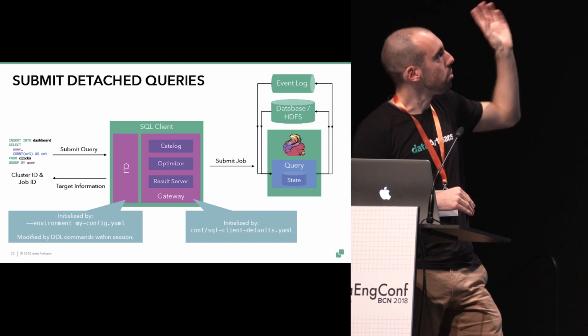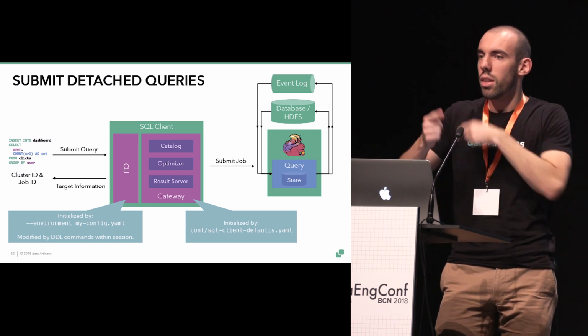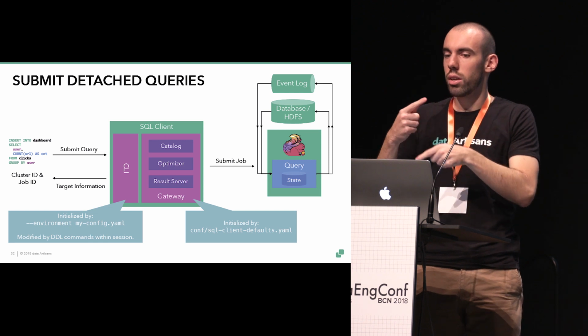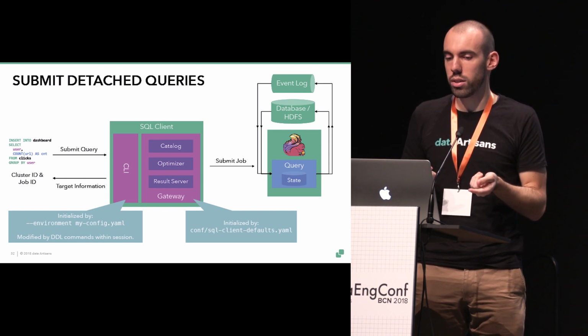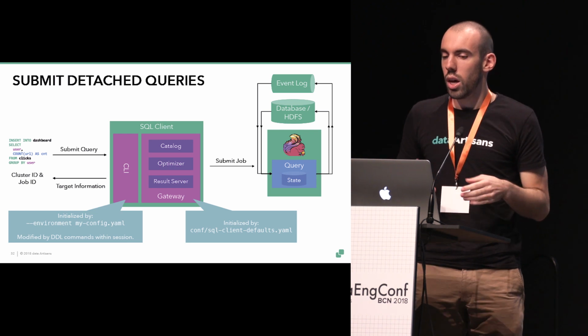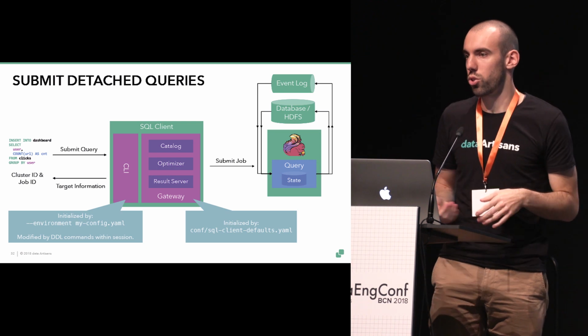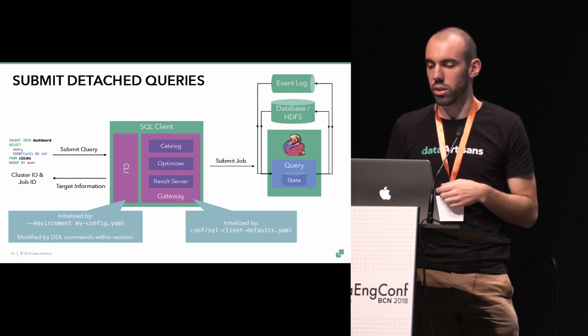So you submit the query, and then the gateway takes care of submitting it to Flink. Then the Flink job runs, and all the information you get is where the job has been submitted to, so what the cluster and the job ID are, and then you can go to the web UI of Flink and monitor your job there, so you can shut down the SQL client.